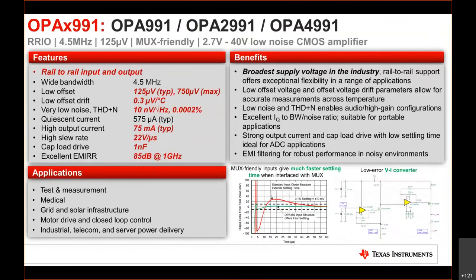And then lastly, from high voltage, the OPA X991. Similar design, but a little bit higher gain bandwidth product at 4.5 megahertz. And we've actually improved the offset voltage on this one. So without any trimming or design tricks, we're able to get 750 microvolts max guaranteed, a very low offset drift, 10 nanovolts per root hertz, so rather good noise, and high output current. Again, still slew boosted to 22 volts per microsecond and a high cap load drive. So this is the OPA X991. The X for all these devices indicating single, dual, or quad channel package options.